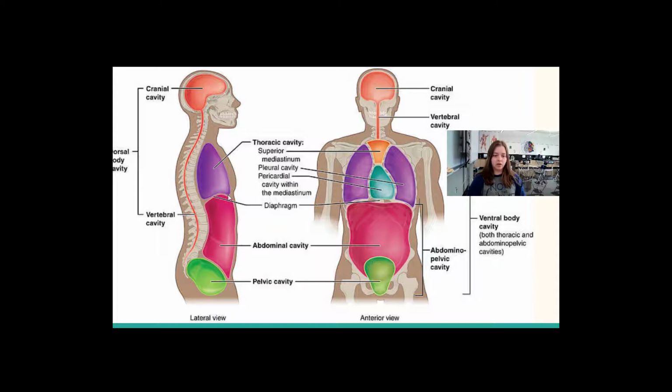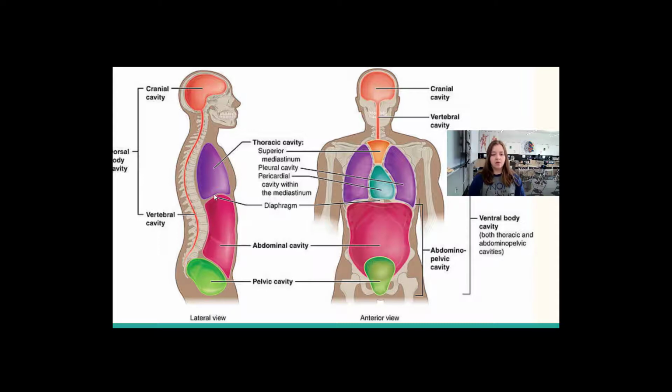There's also this structure here called the diaphragm, which is important, and it is a muscle that helps in respiration, but it also keeps your thoracic cavity, which involves your lungs as well as your heart, distinct from all of the stuff in your abdominal pelvic cavity.